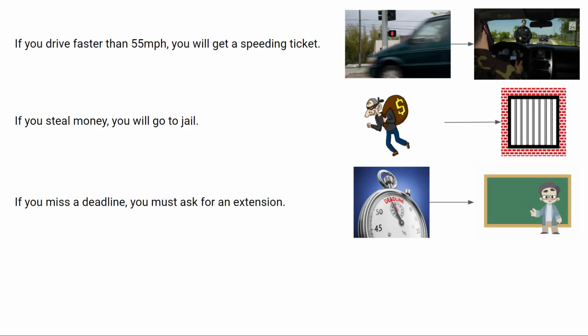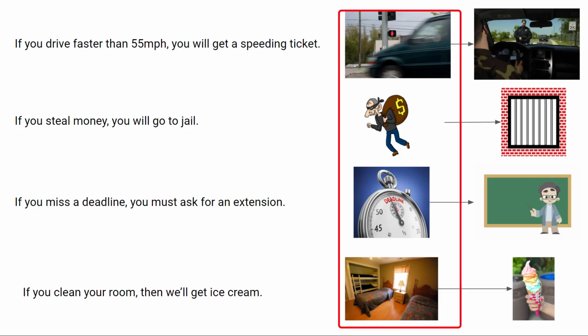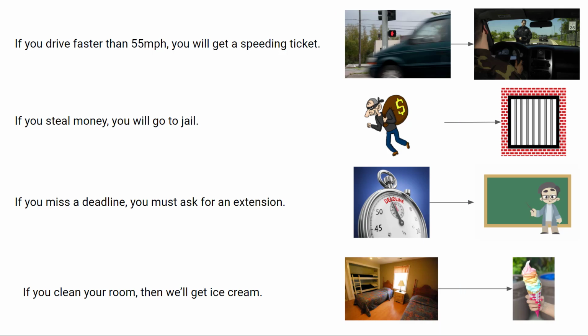And we make promises to each other all the time. For example, I might tell my kids, if you clean your room, then we'll get ice cream. All of these statements have things in common. They are made up of two conditions, and if the first condition is met, then we expect the second condition to also be met. If the first condition is met but the second one isn't, then we consider the entire statement to be faulty, like a broken promise or an unenforced law.